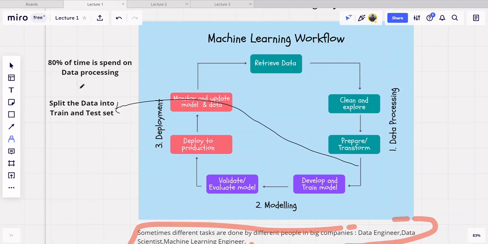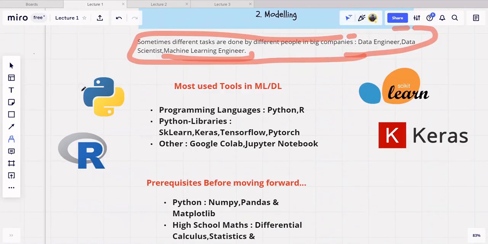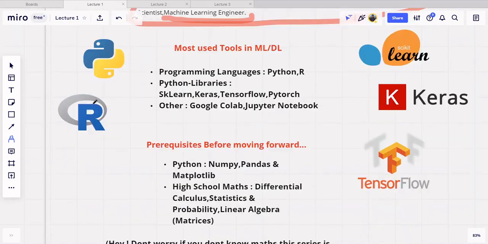All right. So the next part is the most used tools in machine learning and deep learning. Some of the programming languages are Python and R, and the most used Python libraries are sklearn, keras, tensorflow, and pytorch. Along with them are Google Colab, Jupyter Notebook, etc. Now let me tell you about each one specifically.